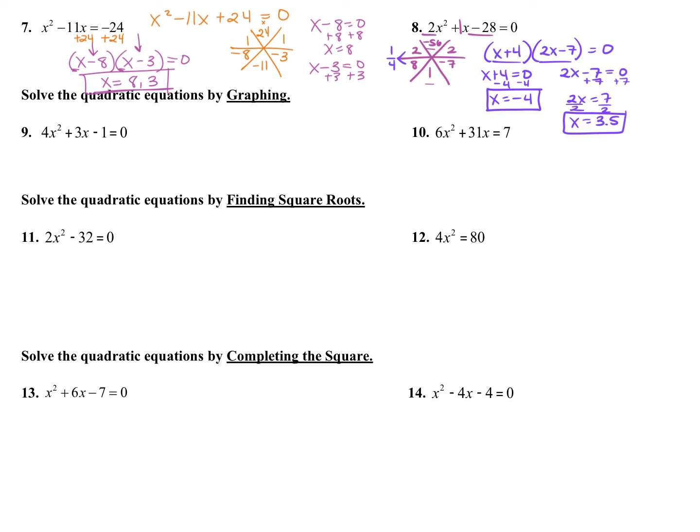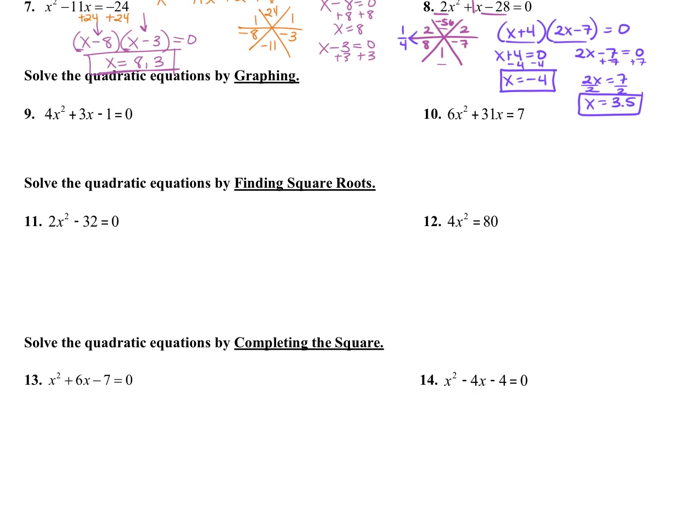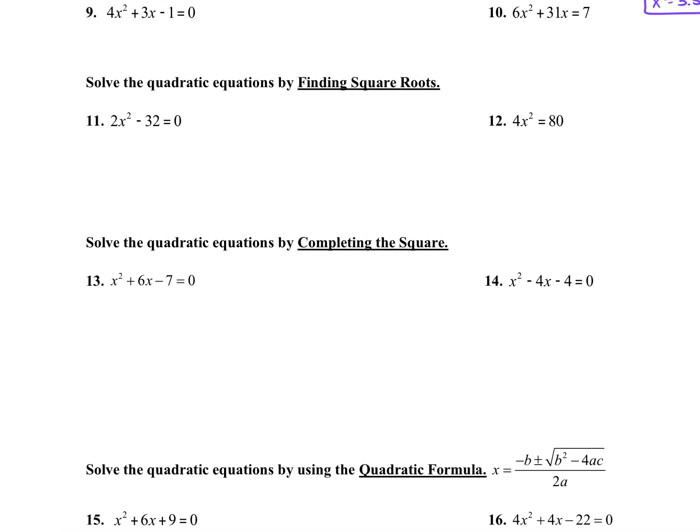Okay, I'm going to skip the solve by graphing right now because I don't want to have to jump over to that, but I'll come back to it if we have time. So go to number 11. How do you solve by square root? How is this one different? This is the one that I said was the easiest. I think it's the easiest one.